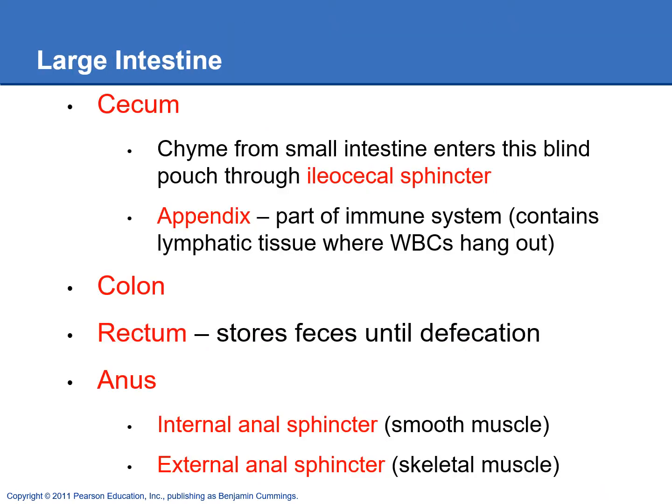The large intestine starts with the cecum. The chyme from the small intestine is going to go through the ileocecal sphincter and enter into the cecum. There's also the appendix that's part of the cecum, and that's actually part of the immune system. So a lot of the white blood cells will hang out in lymphatic tissue there, looking for any invaders that you might have ingested. And then from the cecum, it turns into the colon, which will then go to the rectum, which will temporarily store the feces until defecation. And then we have the anus, which there's an internal and external anal sphincter there.